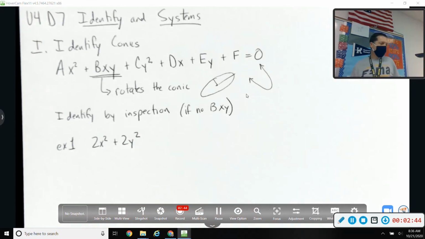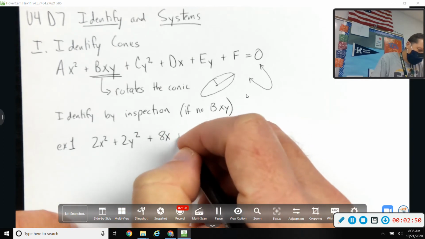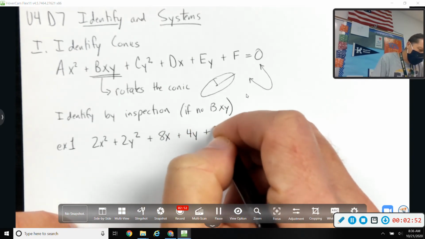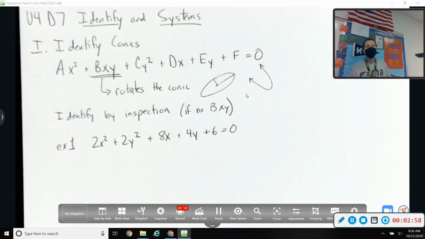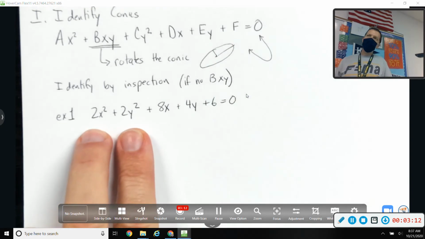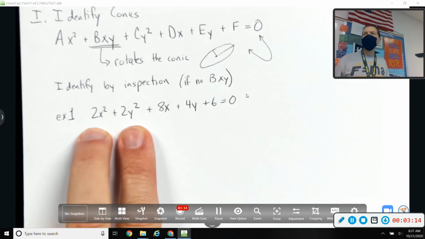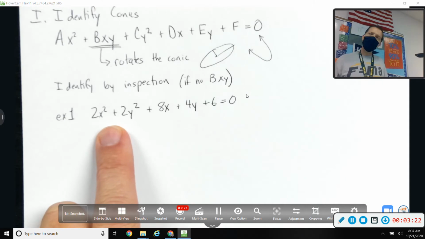So let's say we have 2x squared plus 2y squared plus 8x plus 4y plus 6 equals 0. We could do the whole solving thing, but I don't want to do that. I want to be able to look at that and figure out what it is. Well, it has two squared terms. So what is it not because it has two squared terms? It's not a parabola. Is it not a circle? No, it's not a circle.